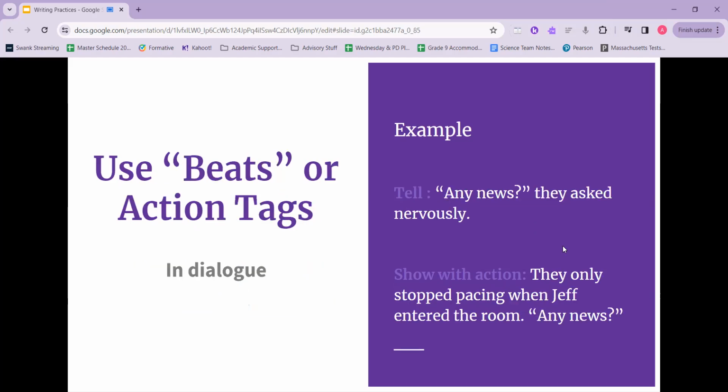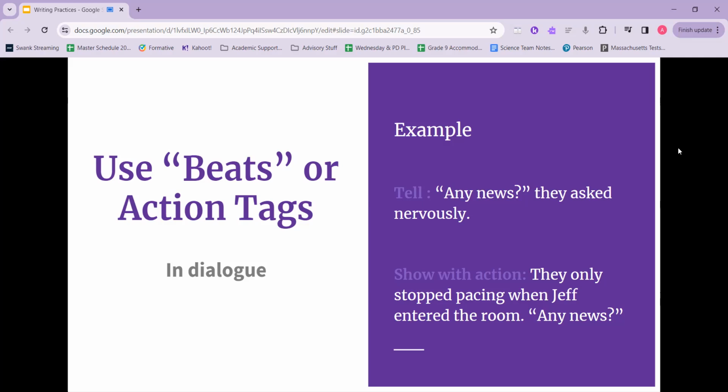Okay, another thing is to use this during dialogue. So a lot of people think, I mean, there's advice that says just say "they said" after every dialogue, but eventually that gets a little boring. A good thing you can do is add little action tags. So you could say, "Any news?" they ask nervously. Or you could describe what they're doing first. They only stopped pacing when Jeff entered the room. "Any news?" So we showed that they were pacing, and they just kept pacing. And so that kind of shows that they're nervous.